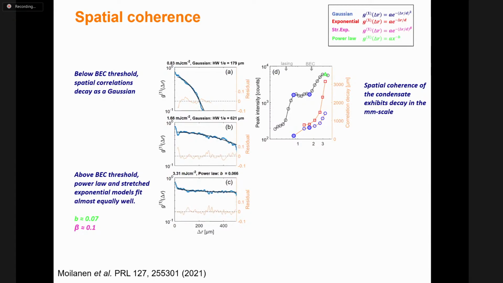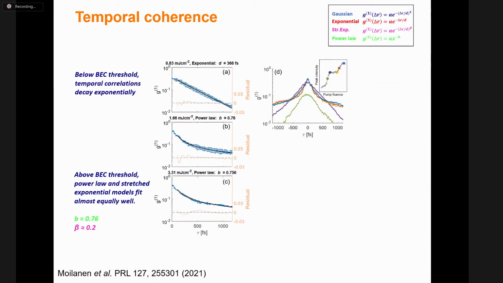Great. So if we fit the different functions to these profiles, we find indeed that below the BEC threshold, the decay is Gaussian, whereas above the BEC threshold, we find that the power law and stretched exponentials fit almost equally well. But the exponents that we found from this did not match any of those predicted in the theory so far. And just as a final note, also in the temporal coherence measurement, we found similar things: above the BEC threshold, power law and stretched exponential models fit almost equally well, and the exponents again did not match any of those predicted before in the theory.